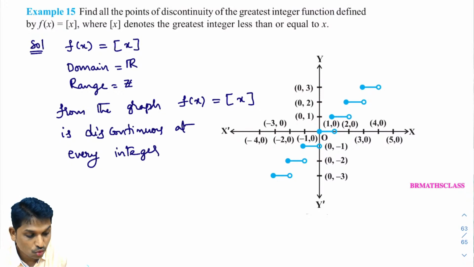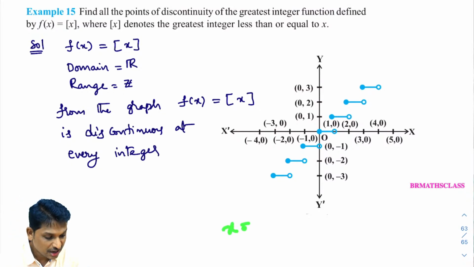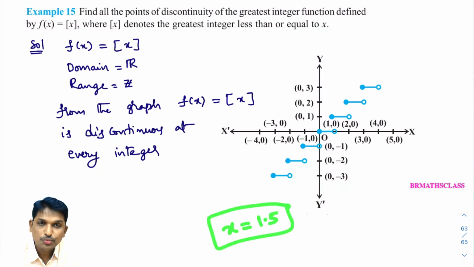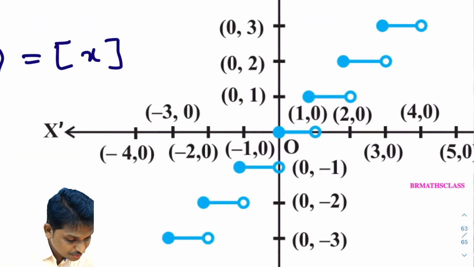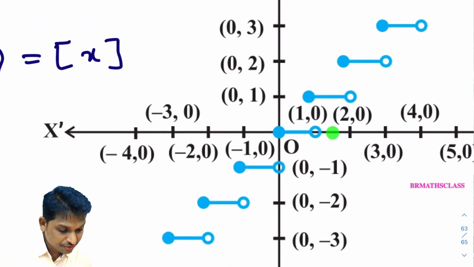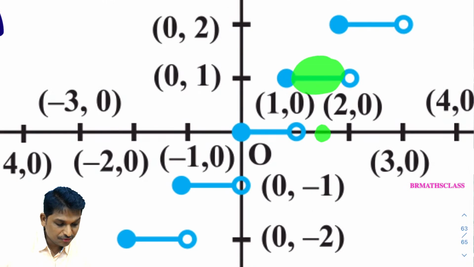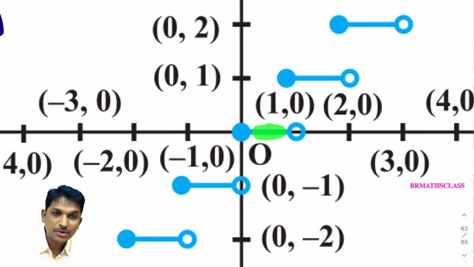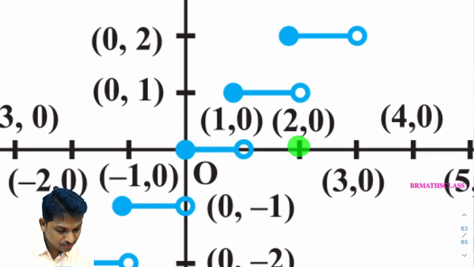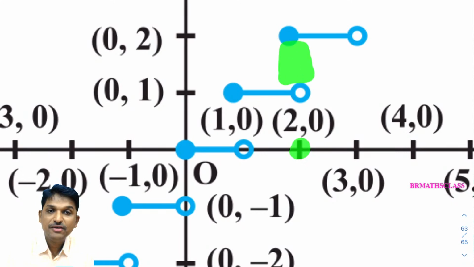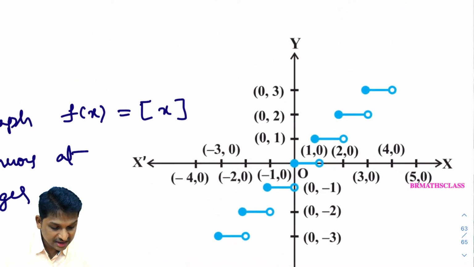Here is one more point. What do you say about continuity of this function at 1.5? Is 1.5 in its domain? Yes. At 1.5, is this greatest integer function continuous or discontinuous? Look here, we'll zoom in. 1.5 is somewhere around here. You look here, it is continuous at 1.5. I hope you are understanding. Suppose 0.5. You look here, in this zone there is no gap. But whenever an integer comes, look here, this is 2. Whenever 2 is there, there is a gap. This graph is discontinuous at every integer.